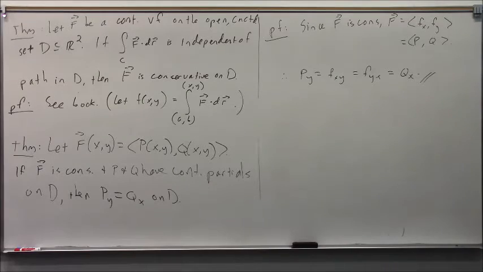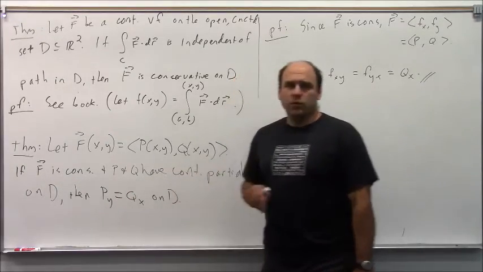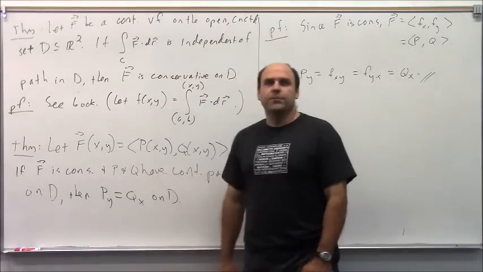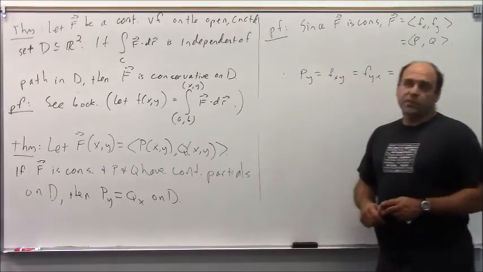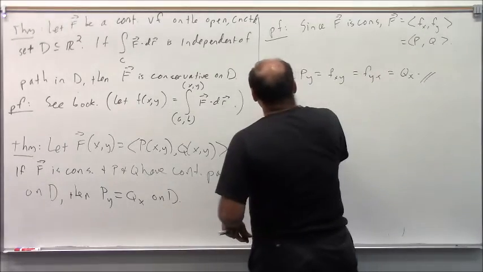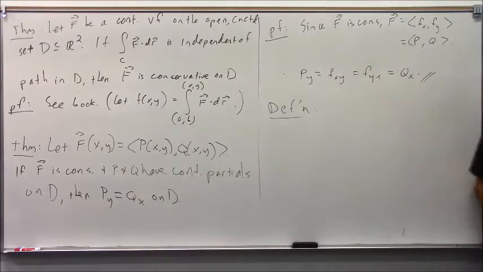It would be really nice if we could reverse this, if we could say when these guys are equal, F is conservative, instead of just, well, if F is conservative, then they're equal. It would be nice if we could make it an if and only if. So that's our next task. And to do that, we're going to have to introduce a couple more topological notions.